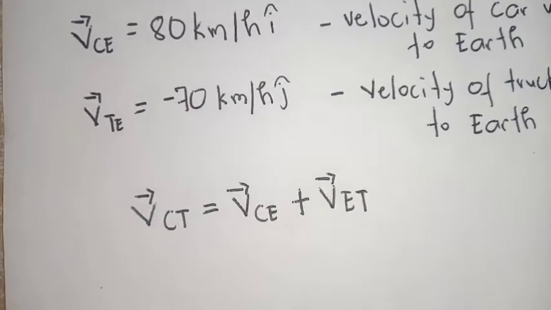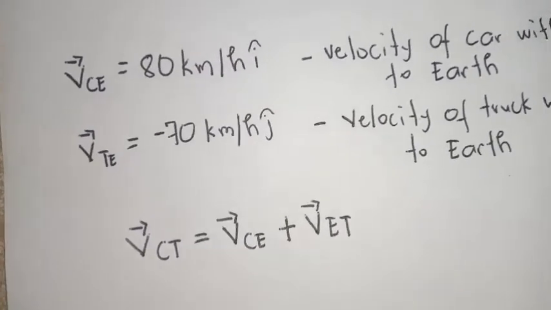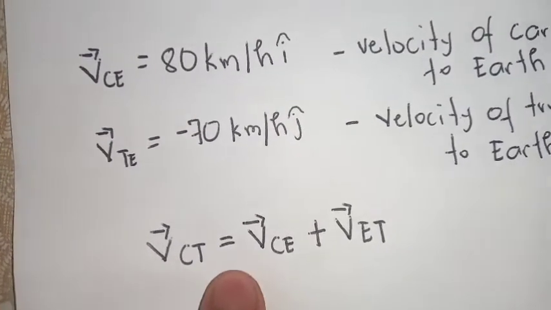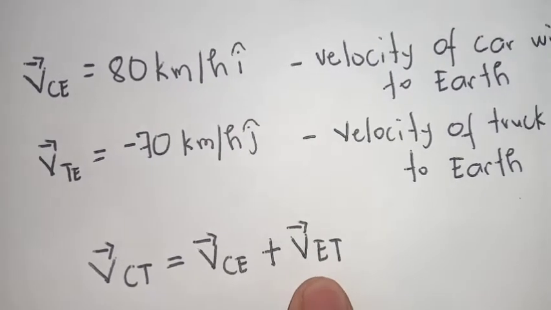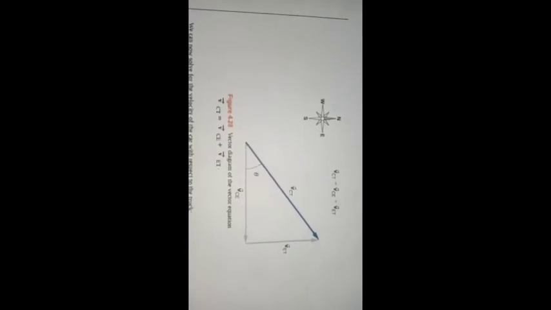Using the velocity addition rule, the relative motion is what we are looking for: the velocity of the car with respect to the truck equals the velocity of the car with respect to the earth plus the velocity of the earth with respect to the truck. In order to solve our given problem, we need to draw a vector diagram of the vector equation: velocity of the car with respect to the truck equals velocity of the car with respect to the earth plus velocity of the earth with respect to the truck.